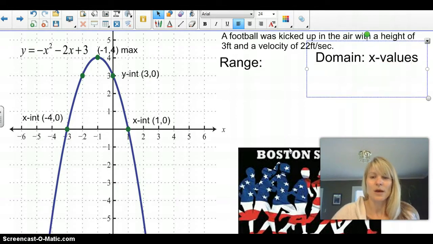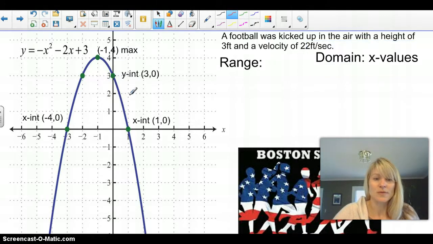So looking at this graph, we could do the domain two different ways. We could do the domain for the situation. In this situation, we're talking about a football that was kicked up and landed, okay? And then we could talk about just the domain of that situation. Or most likely, we're going to talk about the domain of the graph. And you need to remember the domain is the x value.